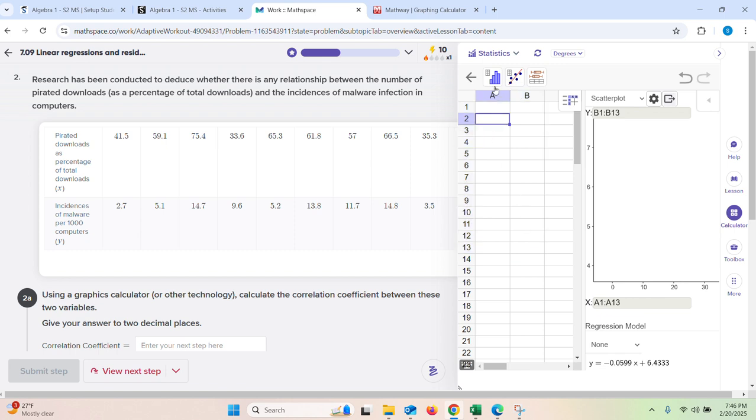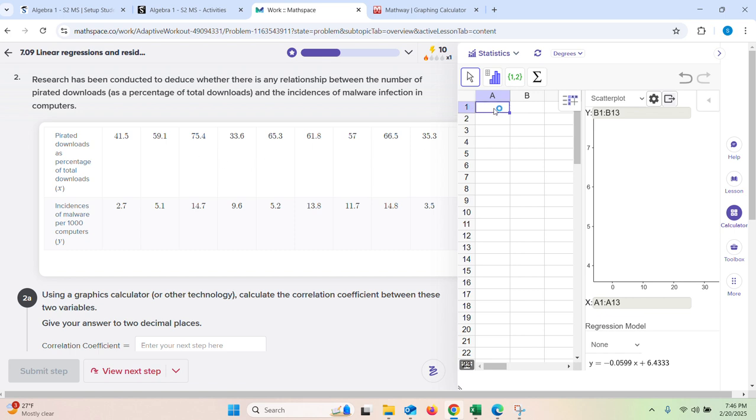Okay, so when you open this up, it probably won't even open up the scatter plot. Let me see if I can close this. Okay, doesn't want to do that. All right. So when you hit on the calculator, do the statistics. Unless you've already started, it'll open up this spreadsheet. Okay, this is called a spreadsheet if you're not familiar with it.